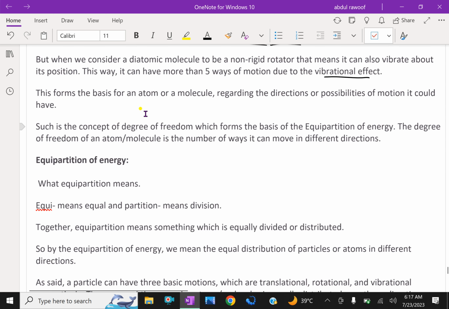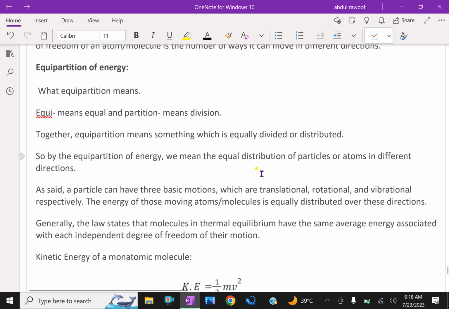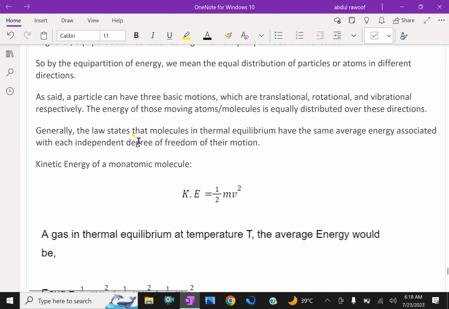This forms the basis for an atom or molecule regarding the directions or possibilities of motion it could have. Such is the concept of degree of freedom, which forms a basis of equipartition of energy. The degree of freedom of an atom or molecule is the number of ways it can move in different directions. Now we'll discuss what equipartition of energy is. Equi means equal and partition means division. Together, equipartition means something which is equally divided or distributed. So, by equipartition of energy, we mean the equal distribution of energy among the different ways a particle can move.